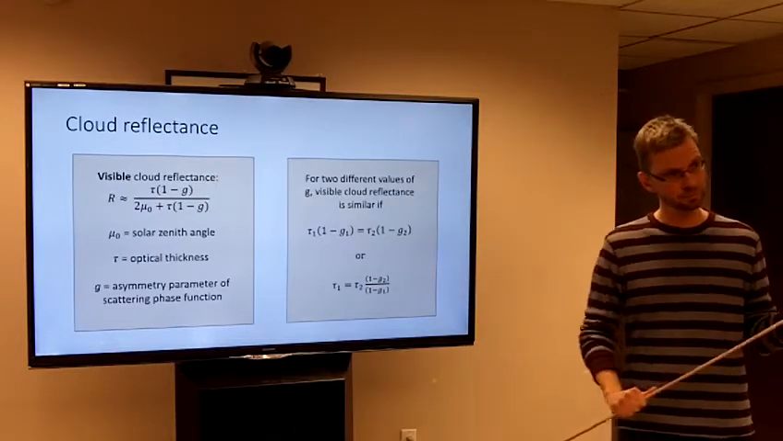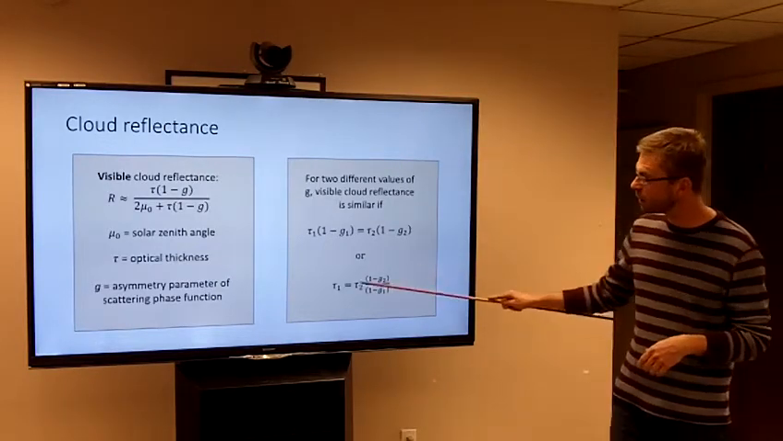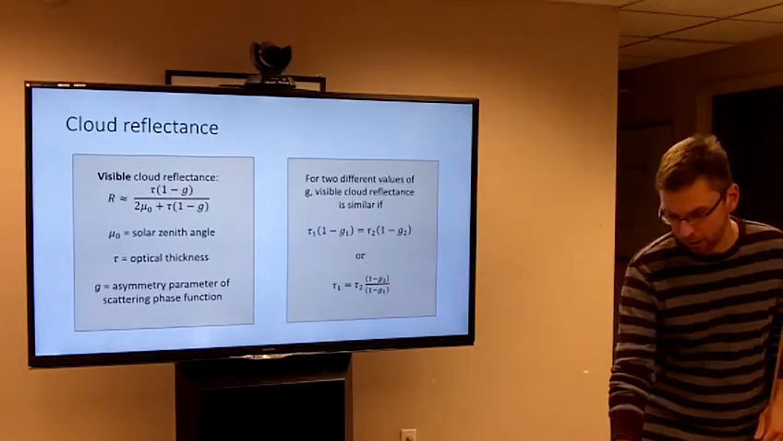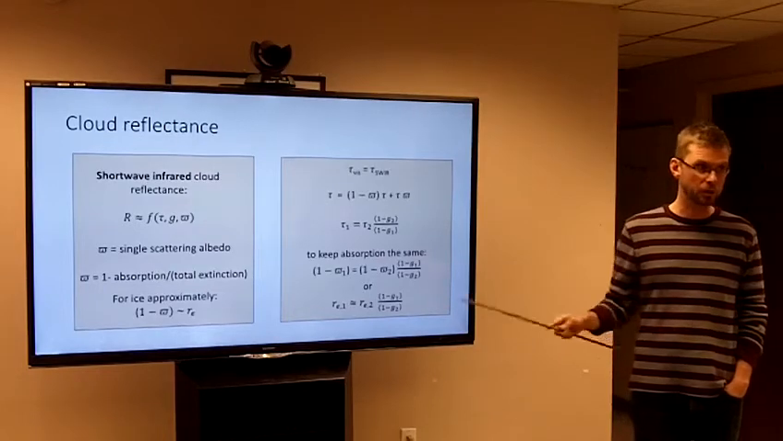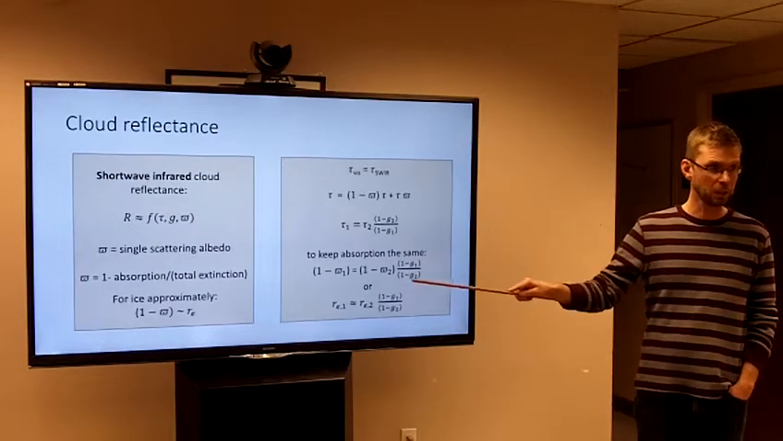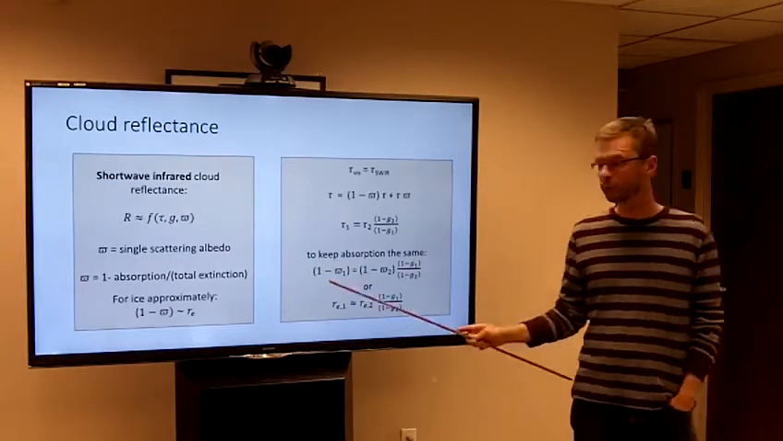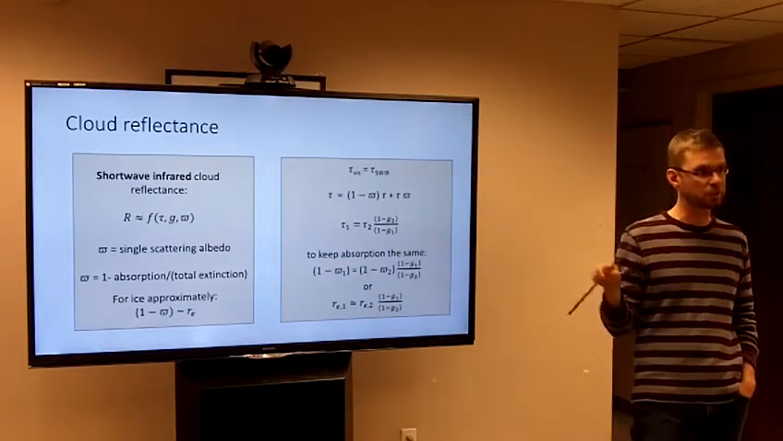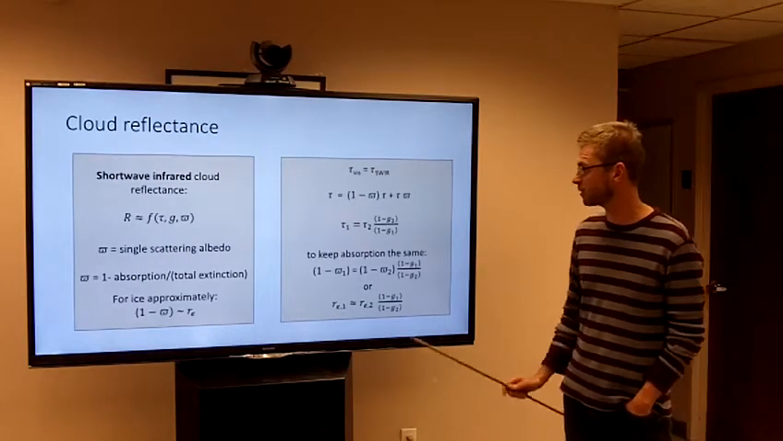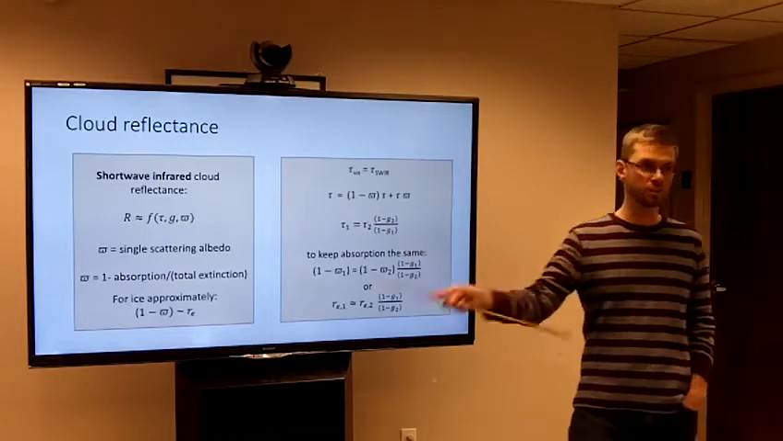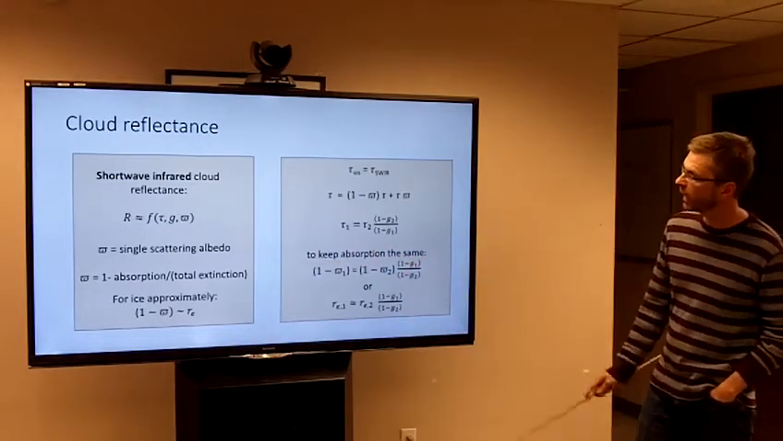Bastiaan: Yes. Presumably the asymmetry parameter is different at different bands. So that's what I come to now. So the optical thickness doesn't change. So the total optical thickness doesn't change, and it shouldn't change. This is also true in the shortwave infrared, because this is about the scattering part of the optical thickness. So the optical thickness is the same in the infrared. It shouldn't change with g value.